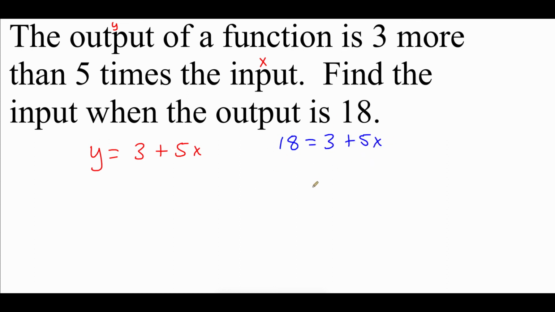And now this looks just like those two-step equations that we were solving a little bit earlier. The first thing we want to do is look for addition or subtraction that we can get rid of. So I'm looking at that positive 3, thinking we should get rid of that by subtracting 3 from both sides of our equation. So on the left-hand side, 18 minus 3 is going to give me 15.